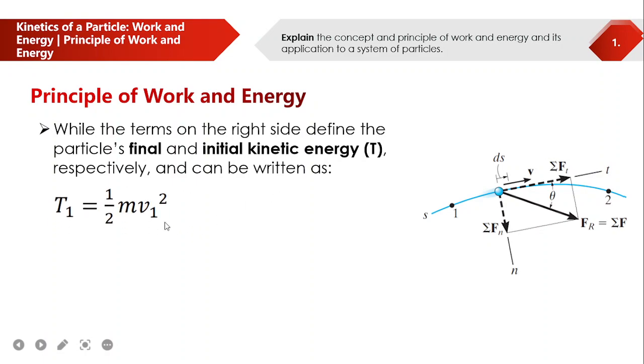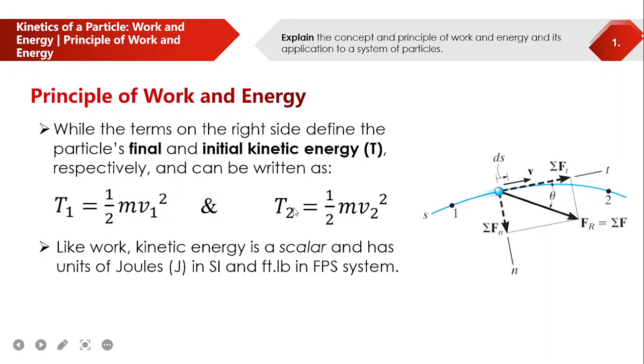and can be written as ito. Pwede natin i-call na kinetic energy T. So we can rewrite this to T sub 1, yung 1 half mv sub 1 squared. Okay? We can rewrite that one. And ito naman sa final natin. Again, yung right side natin define the particle's final and initial kinetic energy respectively. Okay? So for our initial, we can write that as T sub 1 and T sub 2 naman sa final natin, final kinetic energy.